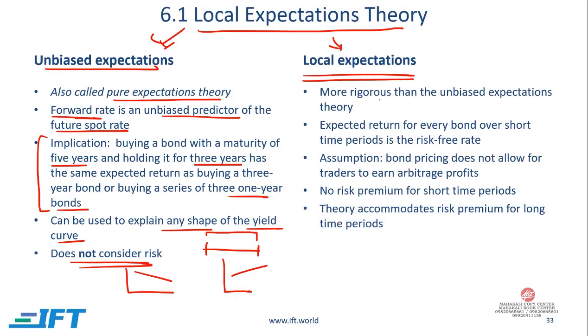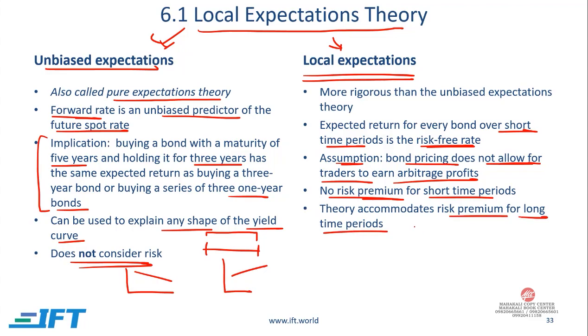The local expectations theory is more rigorous than the unbiased expectations theory. Here, the expected return for every bond over short time periods is the risk-free rate. An important assumption of the local expectations theory is that bond pricing does not allow for traders to earn arbitrage profits. There is no risk premium for short time periods. However, this theory does accommodate risk premium for long time periods.